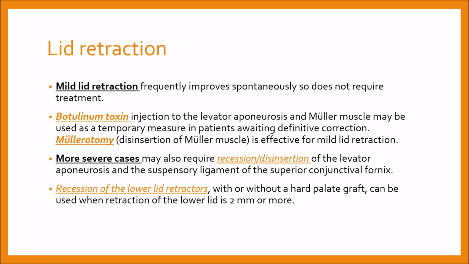Then comes the lid retraction. Mild lid retraction frequently improves spontaneously, so does not require treatment. Control of hyperthyroidism may also be beneficial. Botulinum toxin injection to the levator, aponeurosis, and molar muscle may be used as a temporary measure in patients awaiting definitive correction. Mollerotomy, disinsertion of molar muscle, is effective for mild retraction, but more severe cases may also require recession, disinsertion of the levator, aponeurosis, and the sensory ligament of the superior conjunctival fornix.